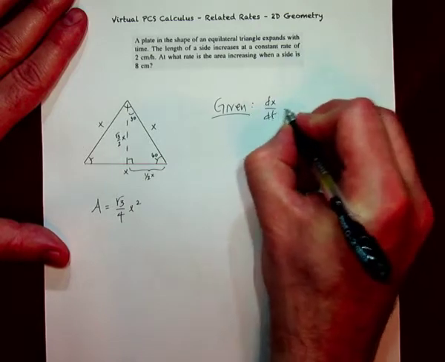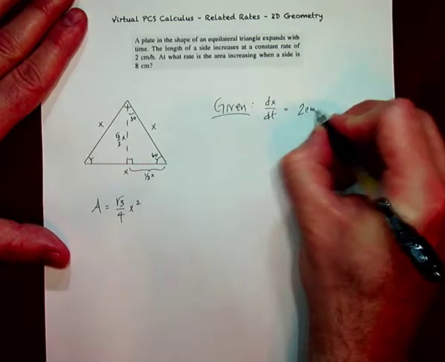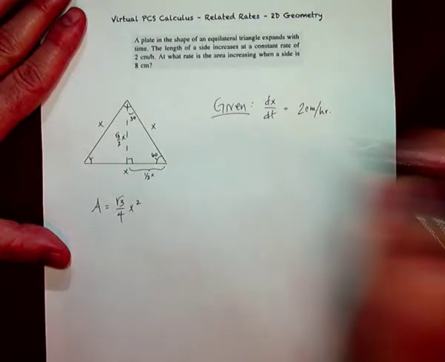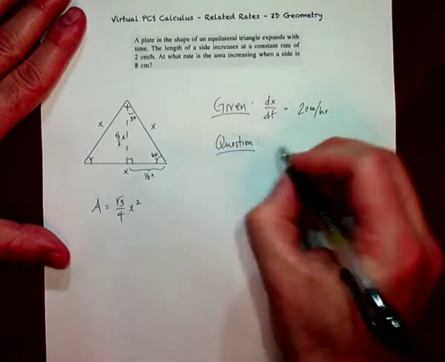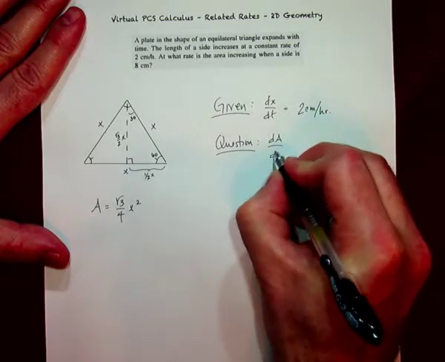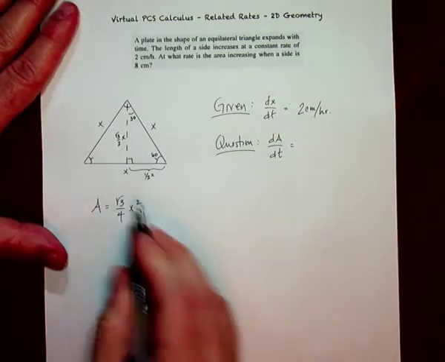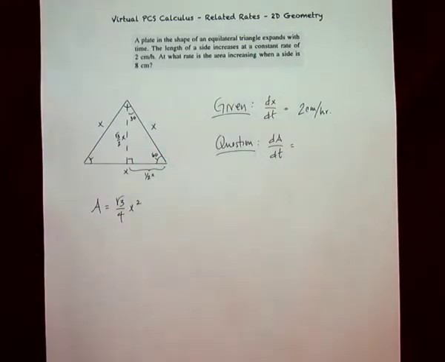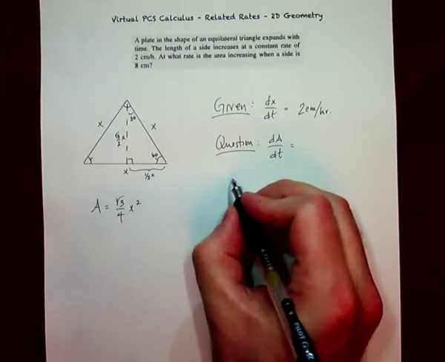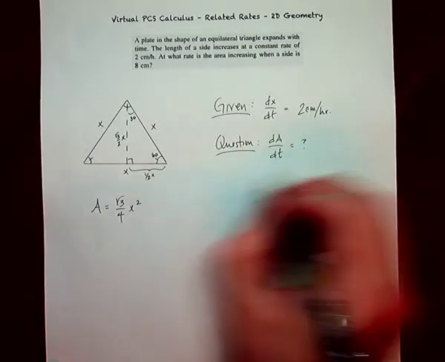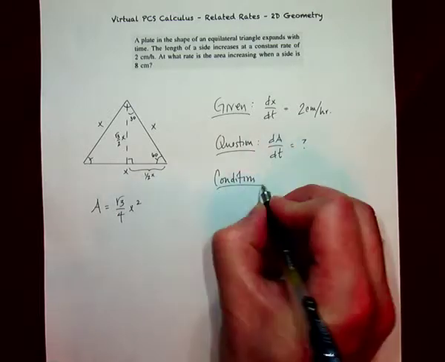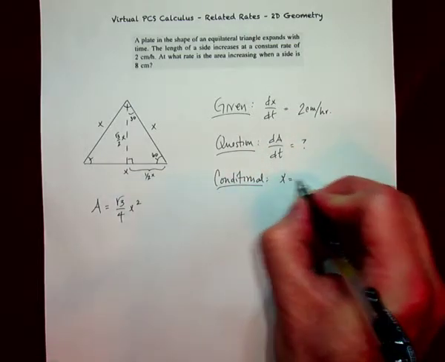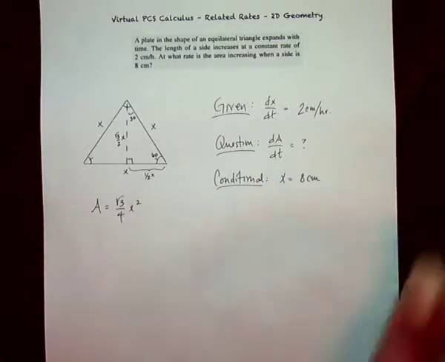All right, now my given information is that the length of a side increases at a constant rate. So dx dt is 2 centimeters per hour. Now the question is, at what rate is the area increasing? So what is dA dt? I kind of jumped the gun in giving you that formula because I hadn't actually gotten to that point yet. But I've read the question: at what rate is the area increasing? What is dA dt when x is equal to 8 centimeters?